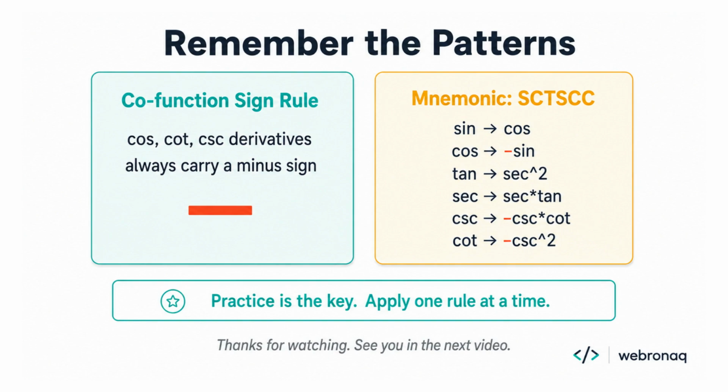A helpful mnemonic is to list the functions in pairs and note which partner flips the sign. From there, practice is everything. Work through a few problems applying one rule at a time, and the patterns will become second nature very quickly.